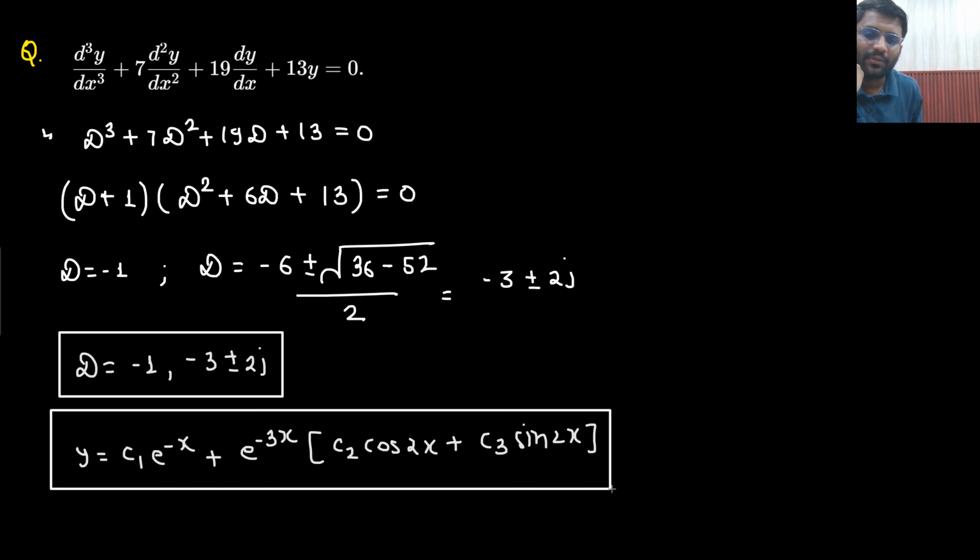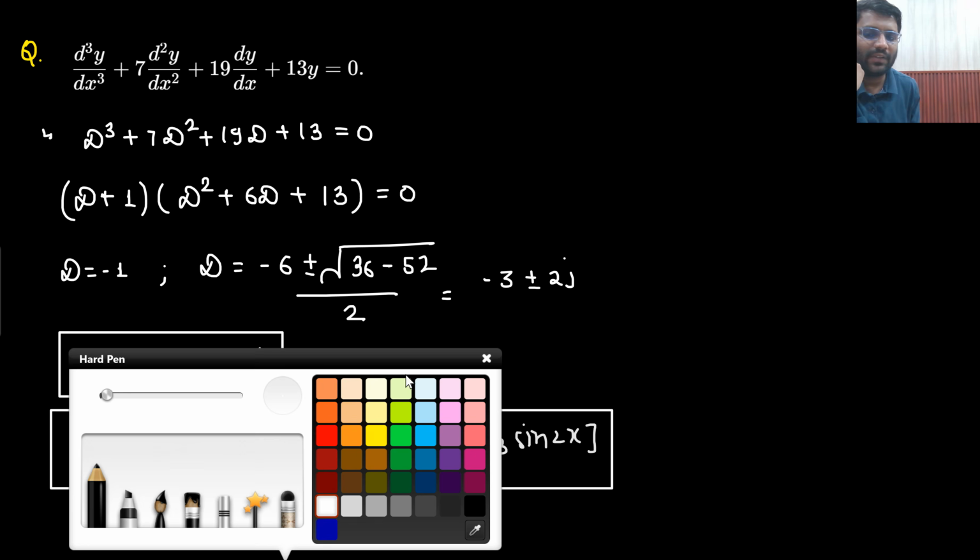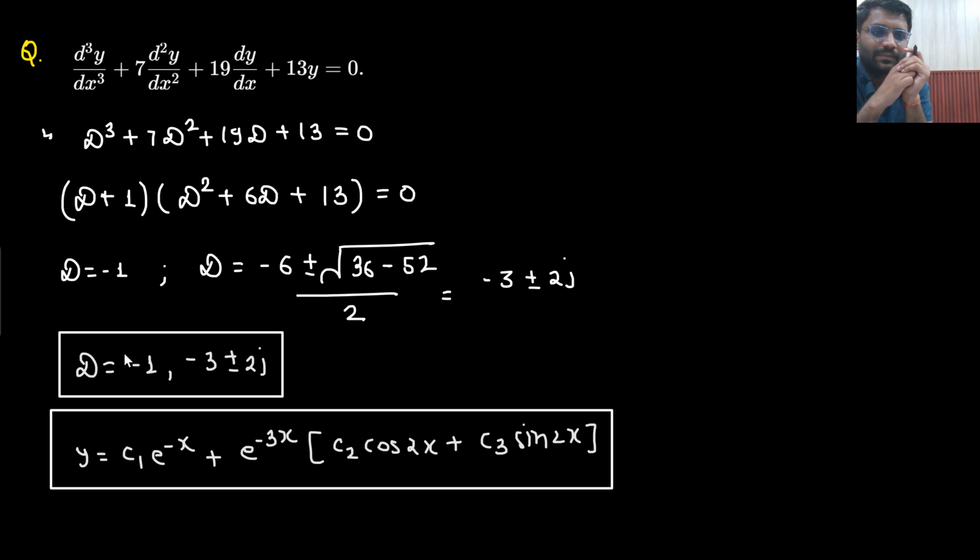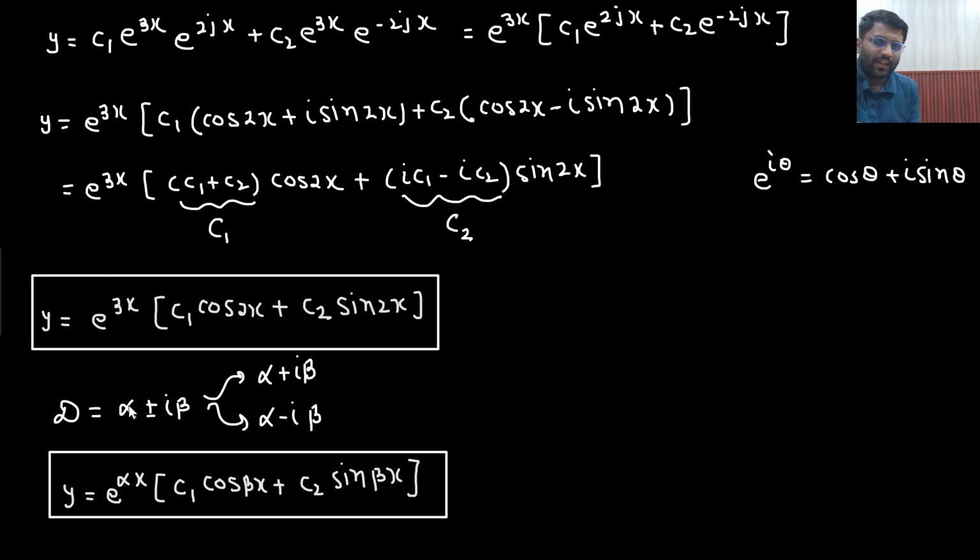Is that understandable to you? So here the roots are imaginary as well as real. The real root says I will do my job, C1 e to the power minus x. What will the imaginary root say? E to the power minus 3x, it says I will come as it is. And this 2j will come as cos 2x plus sin 2x. This is what was happening here. Alpha says I will come as it is, e to the power alpha x, and iota beta says C1 cos beta x plus C2 sin beta x.